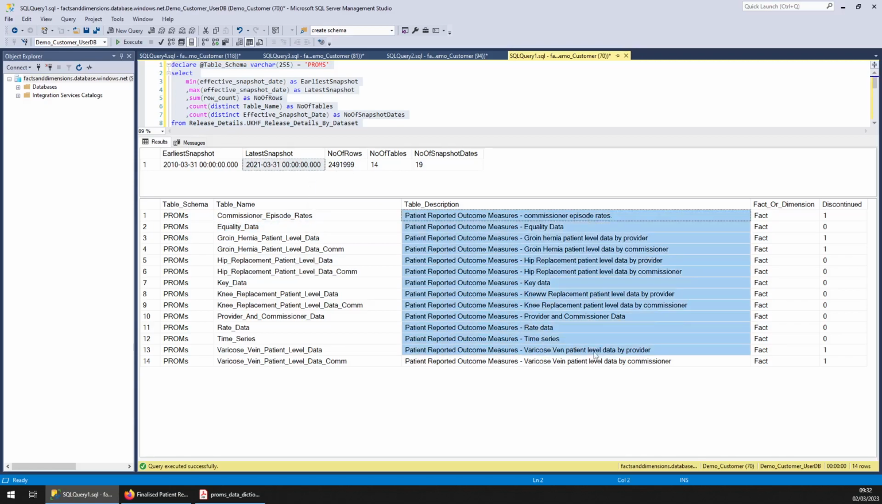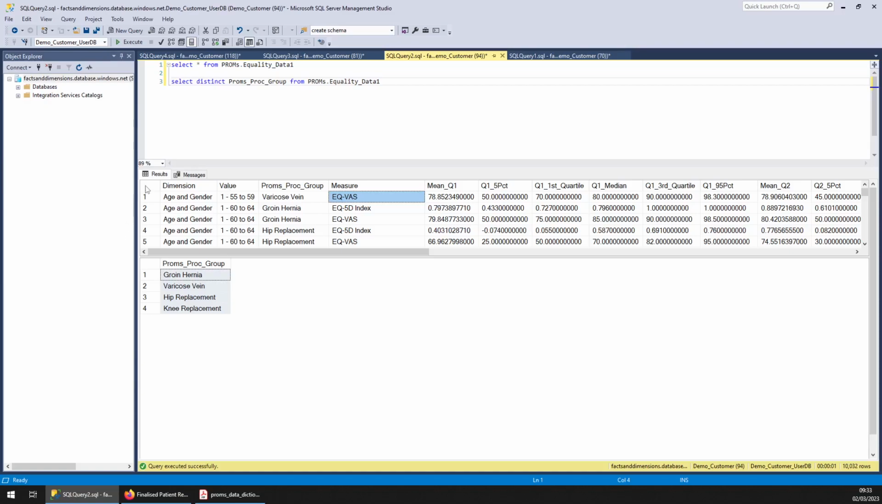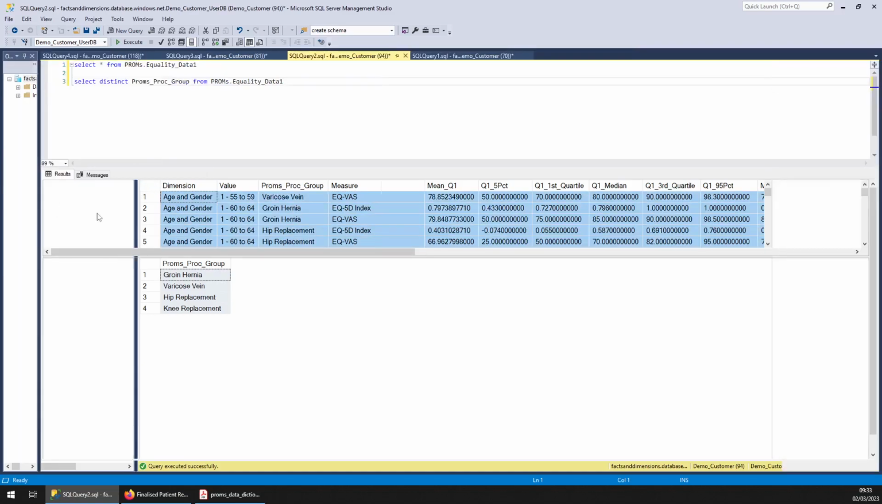You can see the list of tables here, some of which are discontinued. So I've just queried a few of the still getting data tables. Equality data, so just have a look at that. You can see for yourself the sort of data we get.